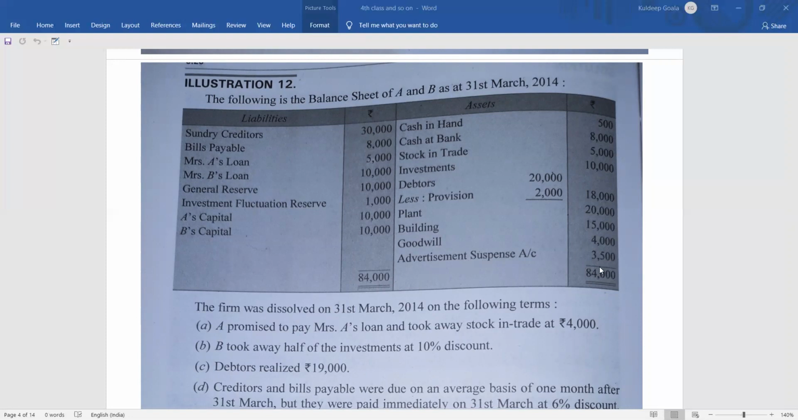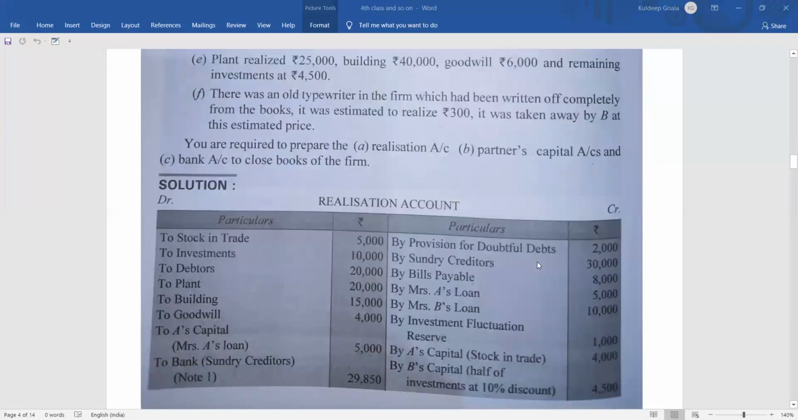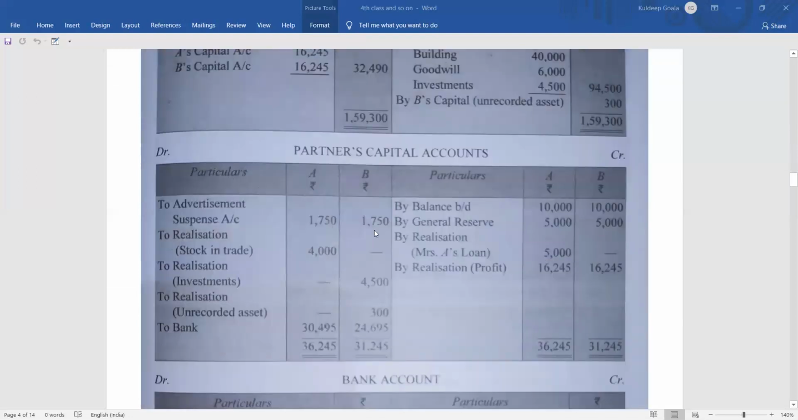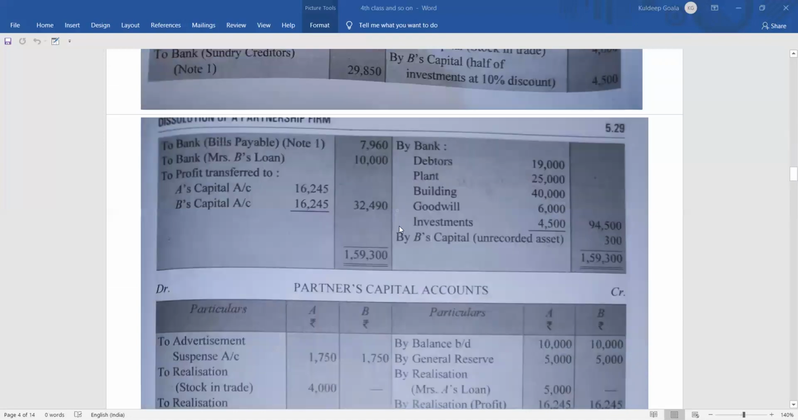What is the amount? 3,500. The journal entry will be like this. It is showing a debit balance, so it will be closed by crediting, and the loss will be borne by the partners, so the partners' capital will be debited. A's capital account debit, B's capital account debit to advertisement suspense account, the amount will be 1,750 each. So both A and B are going to have 1,750, 1,750 of loss.